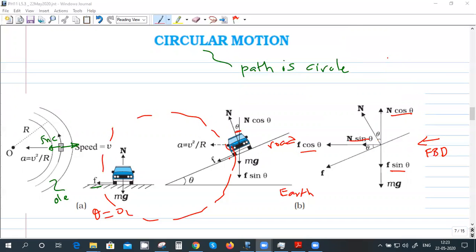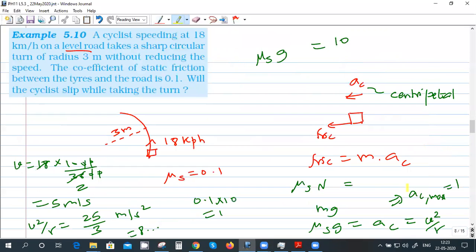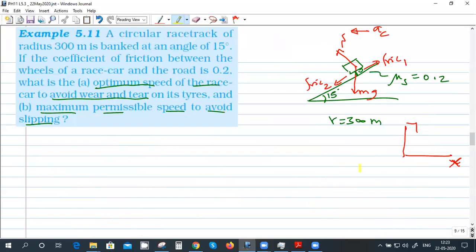So here we choose the axis as horizontal and vertical. That's why this normal reaction was split into N cos theta and N sin theta, and similarly the friction force as F cos theta and F sin theta. The reason is that this acceleration is in the horizontal direction, not along the plane or perpendicular to the plane. The centripetal acceleration is in the horizontal direction. That's why you have to choose the horizontal direction as the x-axis. So now you have to write the equations.